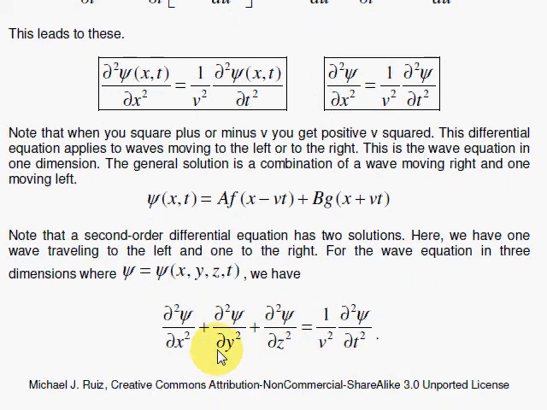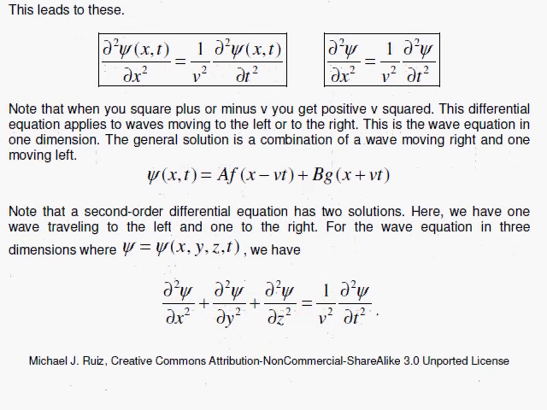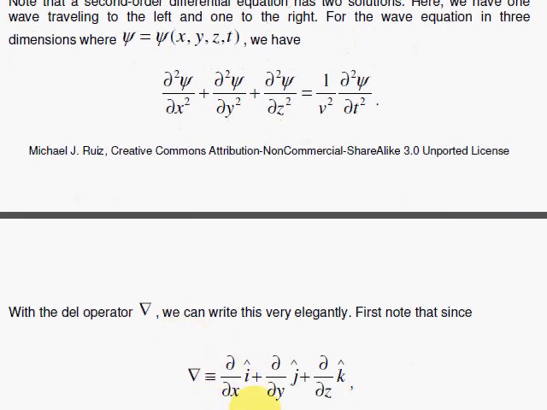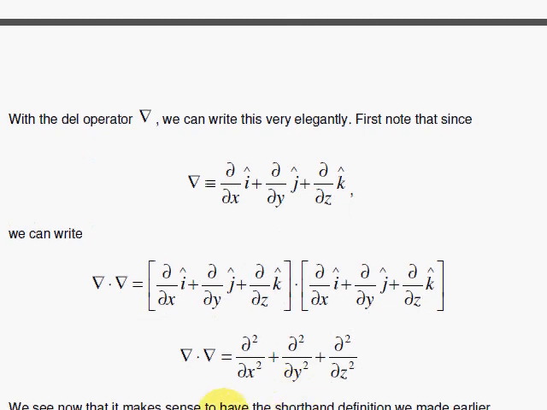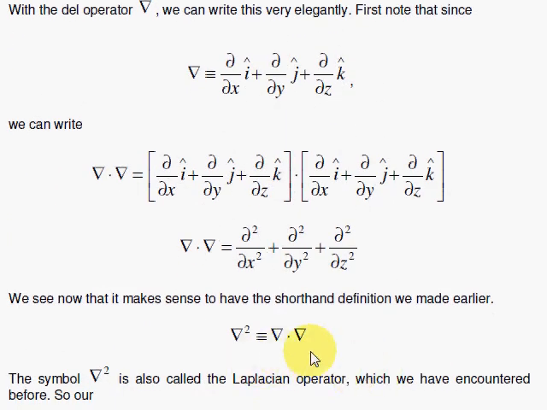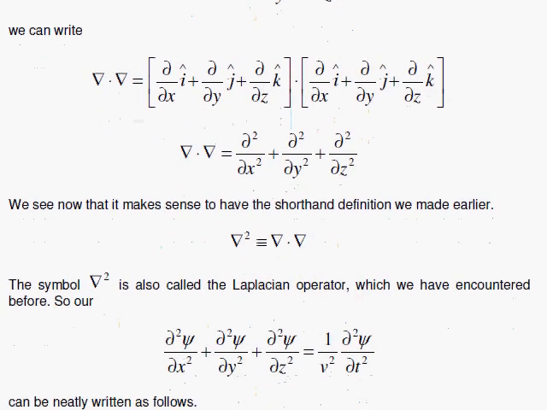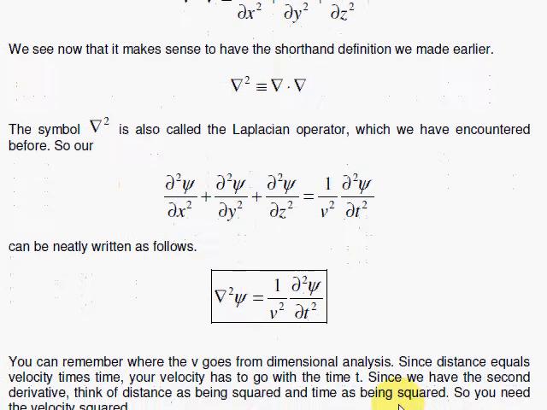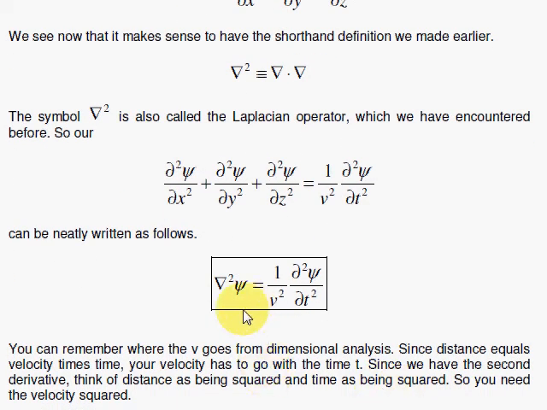For 3 dimensions, we add in the other dimensions. We have the second derivatives with respect to y and z. We add them up together. And when we use our del operator, we can write that in shorthand notation, because del dot del is going to be the second derivatives summed up. And that's also the Laplacian, which we talked about earlier. This is a little bit of a review here. And this is a very beautiful and compact way to write the wave equation in 3 spatial dimensions.